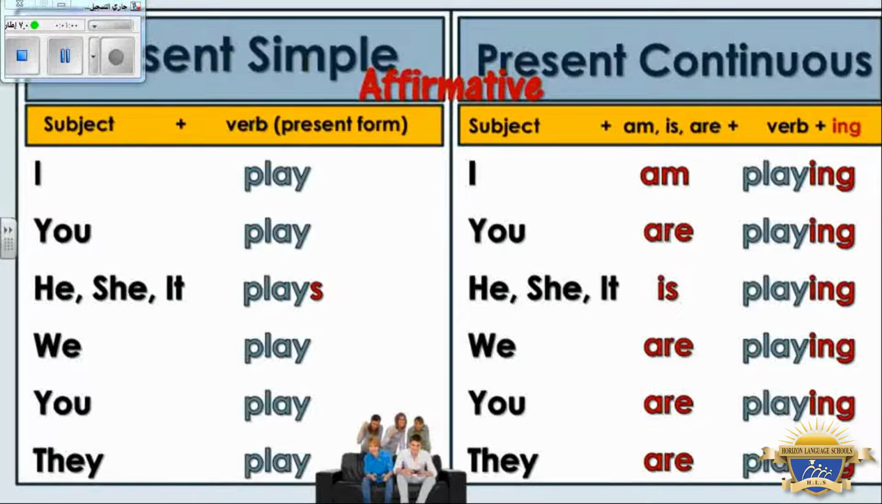Regarding the form of the present simple, starting with the positive form, like I play, you play, and regarding the singular, he plays, she plays. As for the present progressive, the form is subject, is/are/am, and gerund, like I'm playing, you are playing, she is playing.